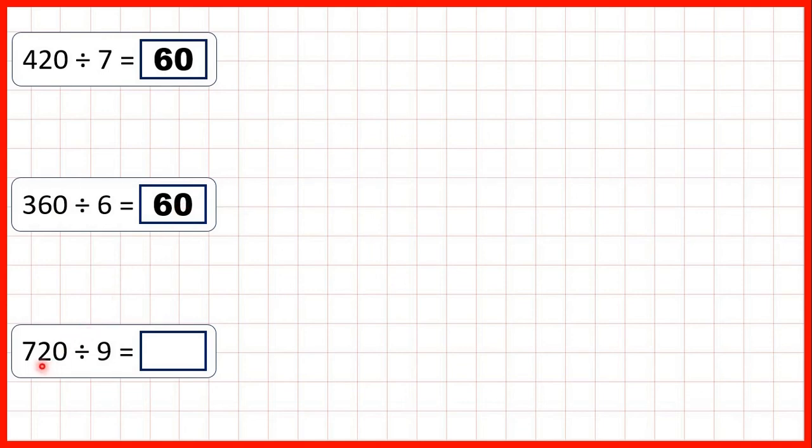So now we have 720 divided by 9. We can spot that 72 is in the 9 times table. 72 divided by 9 is 8, because 8 times 9 is 72. And then, again, if we have an end zero in our dividend, we will have an end zero in our quotient. And that makes sense, because 720 is 72 tens. So if we divide that by 9, we'll have 8 tens, or 80, as our answer.